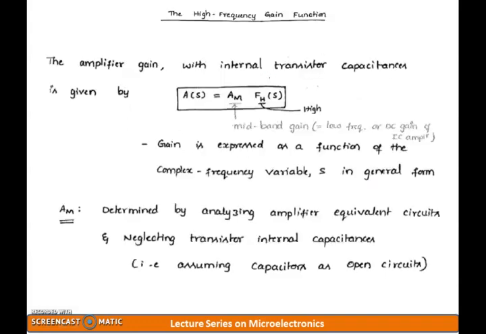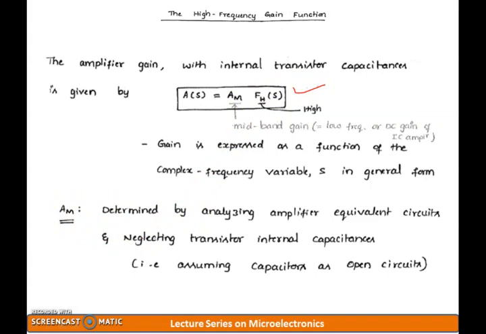The amplifier gain with internal transistor capacitances can be written as AM multiplied by FH of S. Now this FH of S is nothing but the upper cutoff frequency, and AM is the midband gain. Sometimes it is also called the low frequency or DC gain of the IC amplifier. Now gain is usually expressed as a function of the complex frequency variable S in its general form as represented here. And the gain AM can be determined by analyzing the amplifier equivalent circuit and neglecting the transistor internal capacitance.